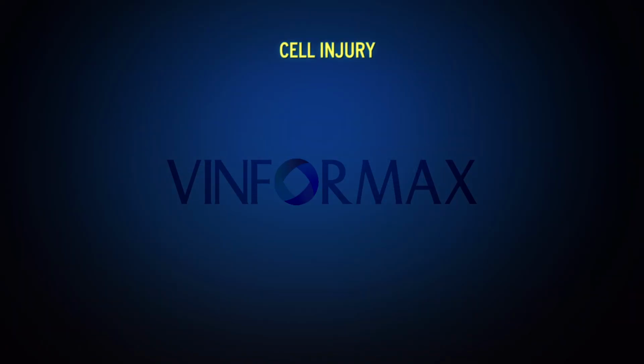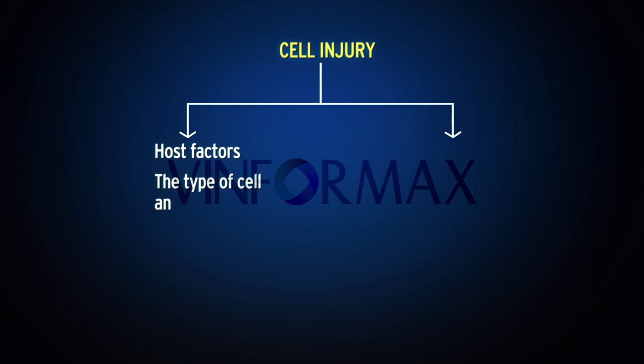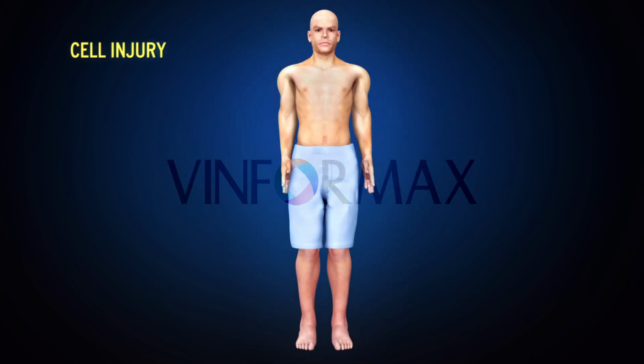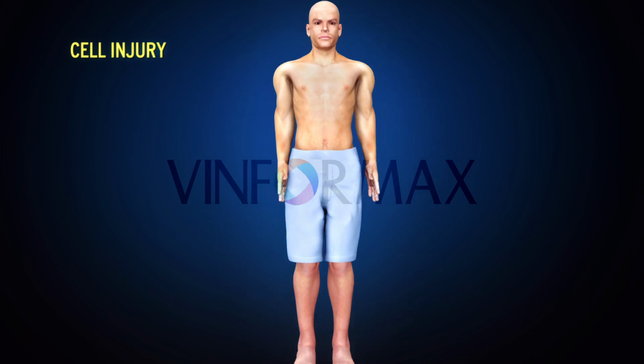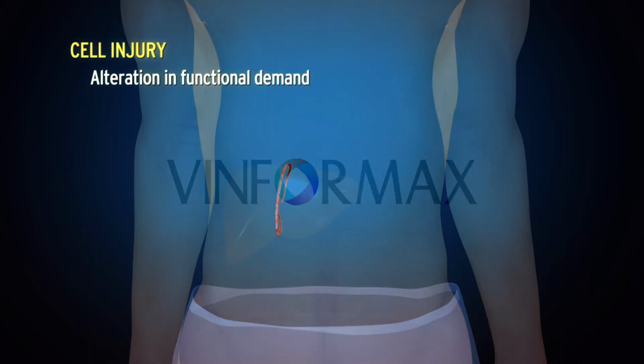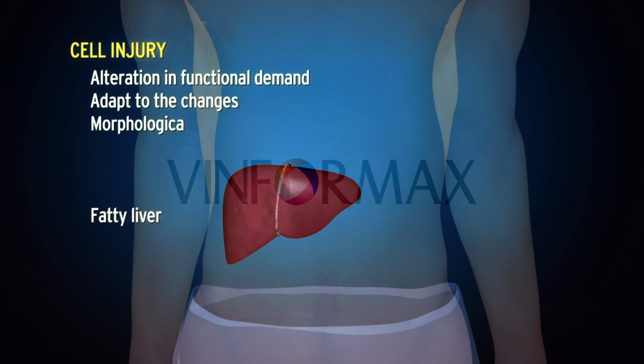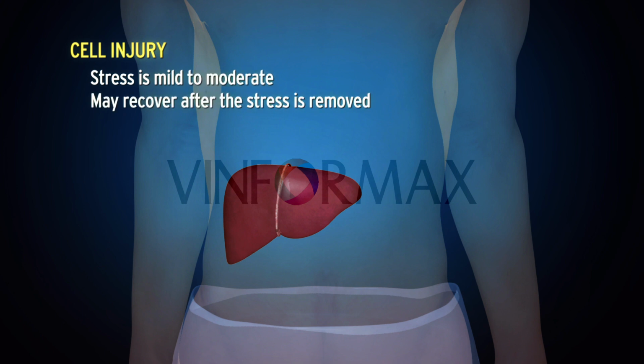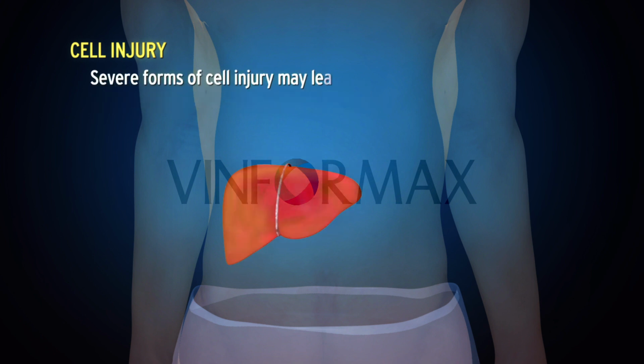The cellular response to stress may vary and depends upon two variables: host factors, the type of cell and tissue involved, and the nature and extent of injurious agents. Cellular response to cell injury may comprise the following. When there is an alteration in functional demand, the cells may adapt to the changes which are morphologically expressed. These changes revert back to normal after the stress is removed. When the stress is mild to moderate, the injured cell may recover after the stress is removed, while severe forms of cell injury may lead to cell death.